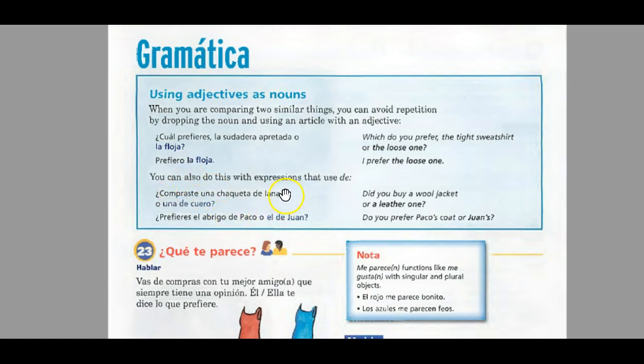Okay, you can do this with expressions that use de. ¿Compraste una chaqueta de lana o una de cuero? Did you buy a wool jacket or a leather one? Or literally one of leather, referring back to una chaqueta. ¿Prefieres el abrigo de Paco o el de Juan? Do you prefer literally the coat of Paco, Paco's coat, or Juan's, right? Or Juan's one, or the one of Juan. So that's how that works.